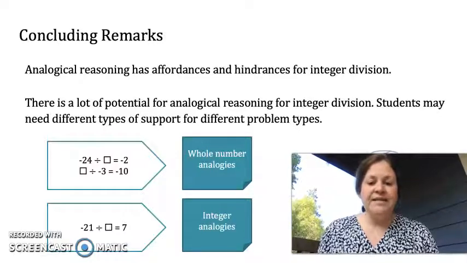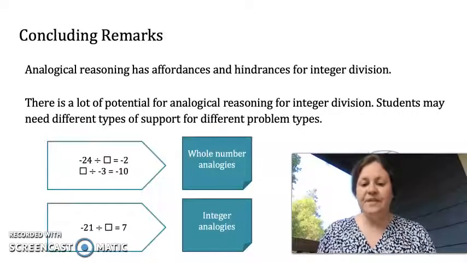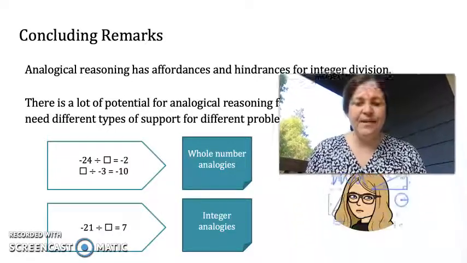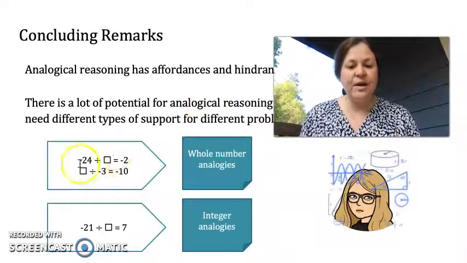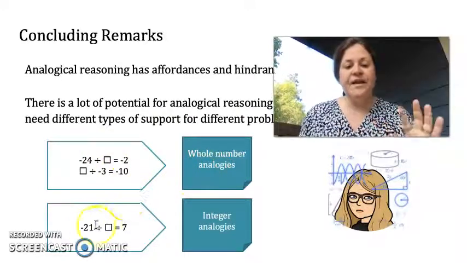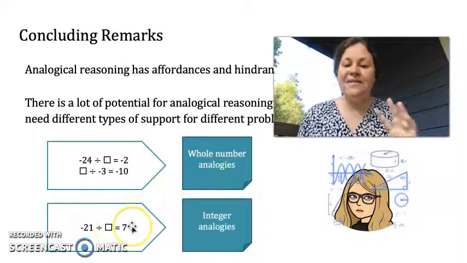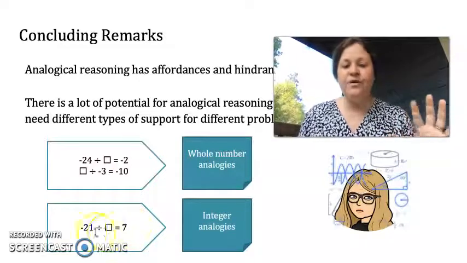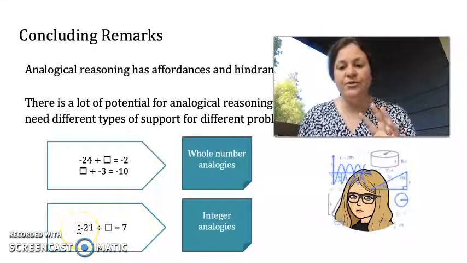Students may need different types of supports for different problem types. And so my takeaway here is that these problem types seemed to connect really well to whole number analogies. And negative 21 divided by box equals 7 did not connect as well to a whole number analogy, but it almost seems as if it would be better to connect to another integer analogy.